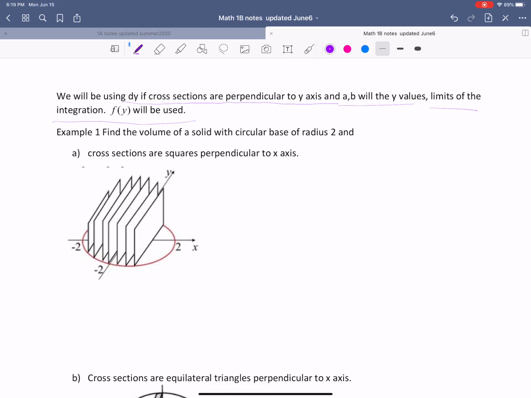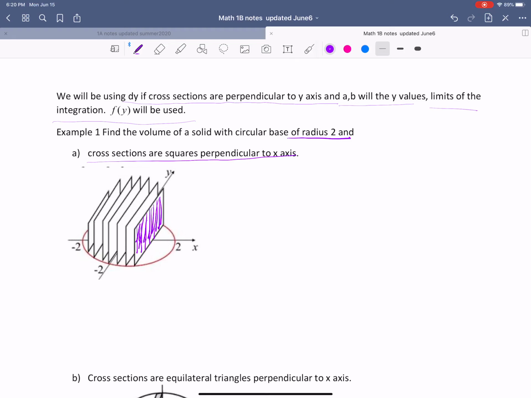Okay, so we're going to start with an easier example. Find the volume of a solid with circular base of radius 2 and the cross sections are squares perpendicular to x-axis. The only thing that you need to spend some time on is to find the area of one cross section. Once you have area of one cross section, from there things will get easier. Here's the one cross section whose area I want to find out. Once you have it, we can find the volume of one cross section, and from there, the volume of the solid.